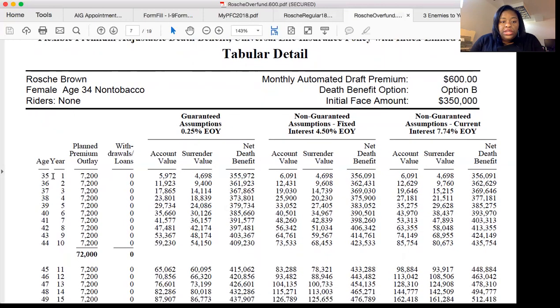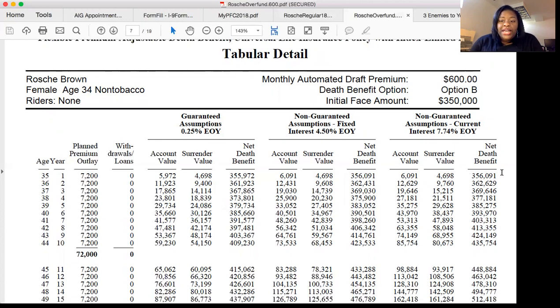What you'll notice is that if I put $7,200 instead of the $2,000 that I did initially, my account value will then have $6,091 in there. And already available to me is money in my surrender value. So I can take $4,698 out next year if I wanted to, to do whatever I may need for it within that year.